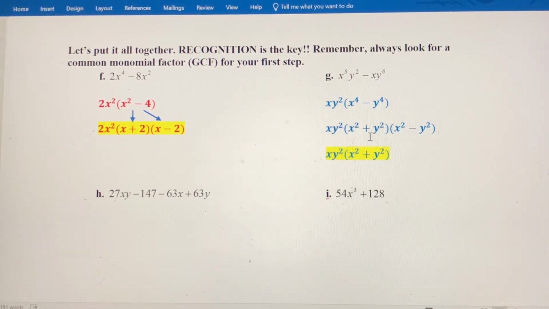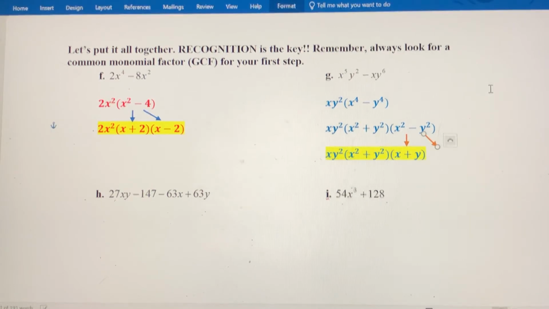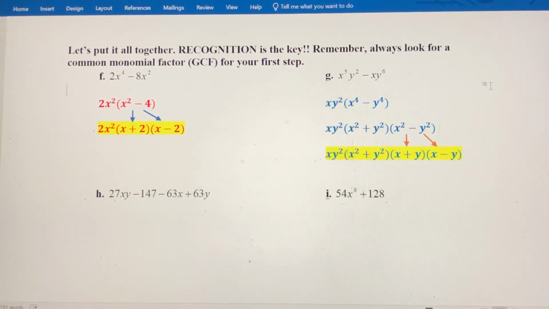I can't factor a sum of squares. I can factor a sum of cubes, but I can't factor a sum of squares. So these two factors are just going to come down. They're going to be part of my final answer. And I'm going to factor x squared minus y squared as x plus y, x minus y. So this is the complete factorization of the binomial we started with.